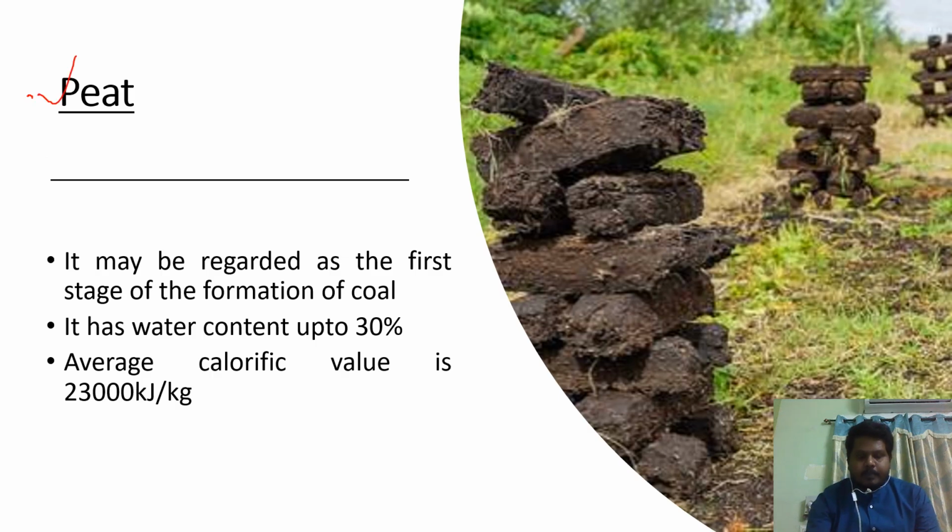The other type of solid fuel is peat. Actually, it is the first stage of the formation of coal. It contains water content up to 30%. Calorific value is 23,000 kilojoule per kg. Here you can see in this figure, this is the peat.